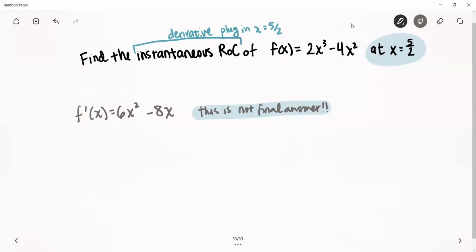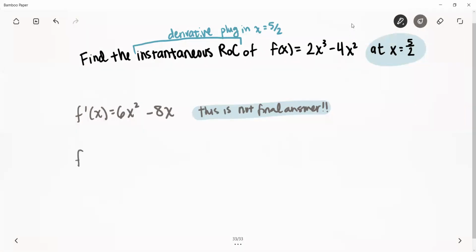So just beware, don't be like, oh, I'm finished and move on. You still have to think, but this is general and I'm looking for specific. So please don't forget to plug in your value. That's the difference here. In the other questions, if they're just asking for the derivative, you're done. But if they're asking for instantaneous rate of change at x equals anything, you're not done yet.